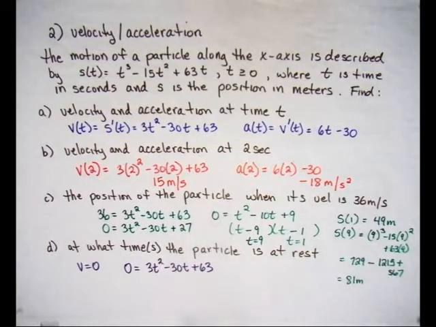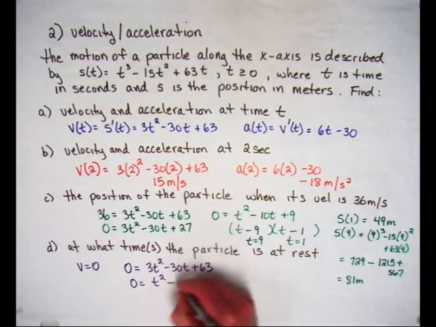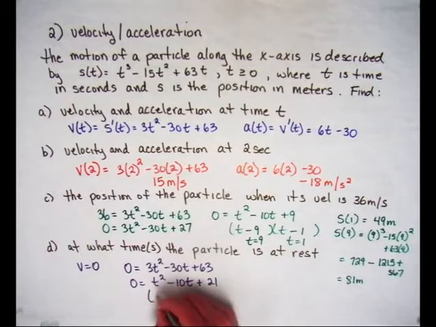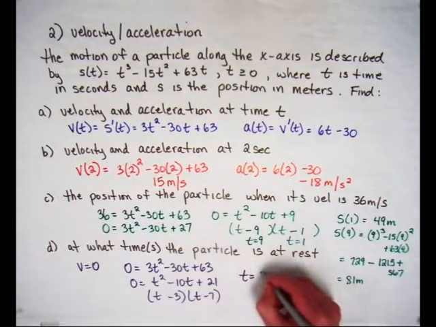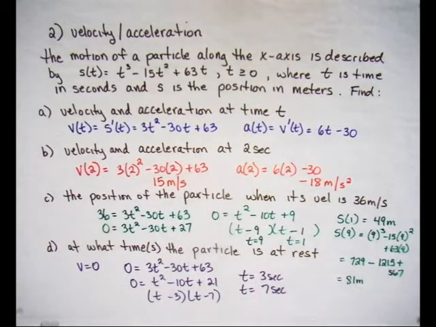Now the rest of this is just similar to solving this equation, except we're going to divide by 3 again. So we're going to get t squared minus 10t plus 21. And this is going to factor into t minus 3 and t minus 7. And so the particle is at rest at 3 seconds, and it's at rest at 7 seconds. You can see how through the analysis of these 3 functions, we can pretty much tell everything we want to know about the particle, which is the power of differential calculus.